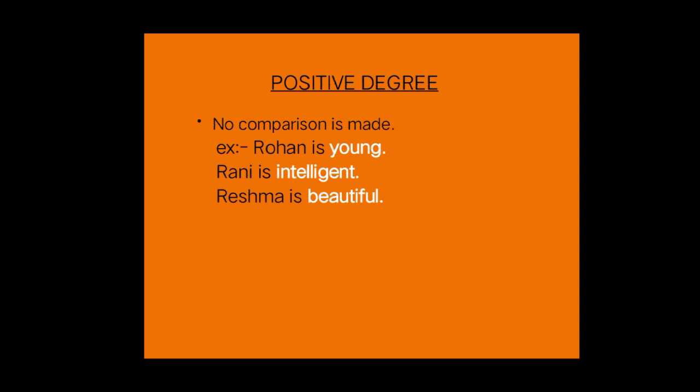Here, we don't make any comparison. For example, Rohan is young. Here, young is the positive degree. We are not comparing Rohan with any other persons. Rani is intelligent. Here, intelligent is the positive degree. We are not comparing Rani with any other persons. And just like that, Reshma is beautiful. So here, young, intelligent, beautiful. These are positive degrees.